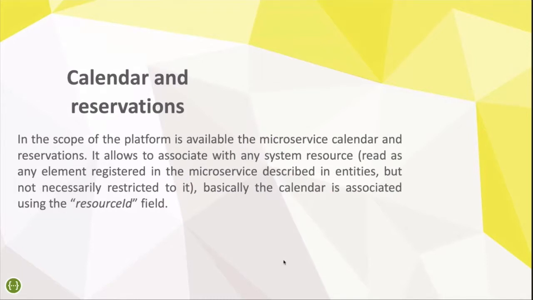In the scope of the platform, the calendar and reservation microservice is available. It allows association with any system resource, read as any element registered in the microservice described as entity, but not necessarily restricted to it. Basically, the calendar is associated using the resource ID field. This microservice can be used to make bookings for a specific resource using the resource ID.